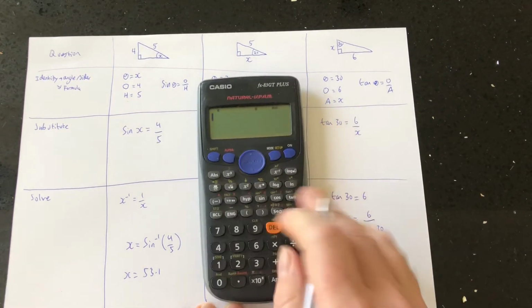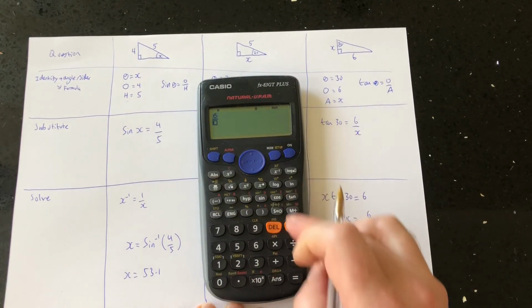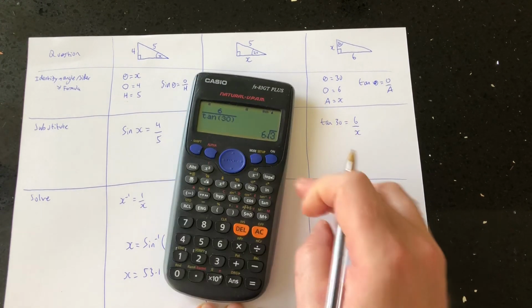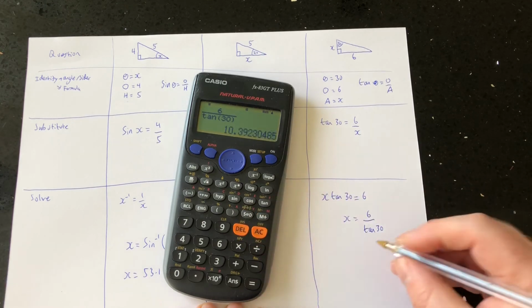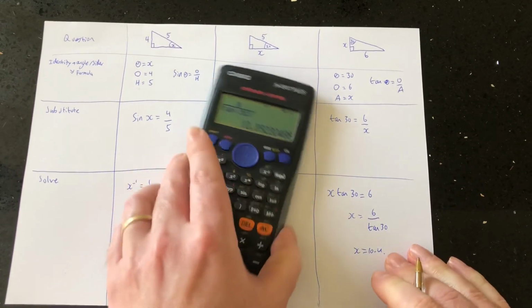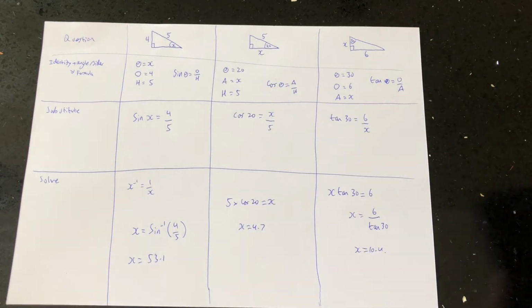Again, calculator, 6 divided by tan 30, close bracket, it equals 6 root 3, or if you need it as a decimal, 10.4. So that's trigonometry. Give it a go, see what happens.